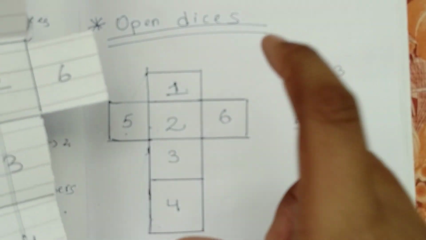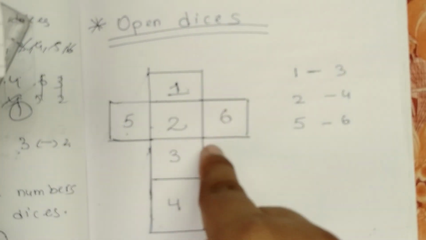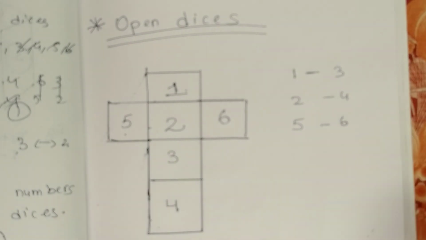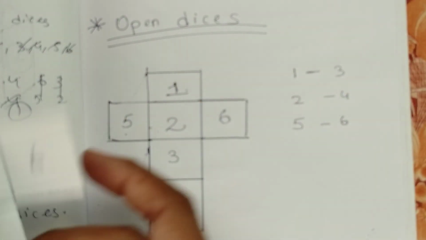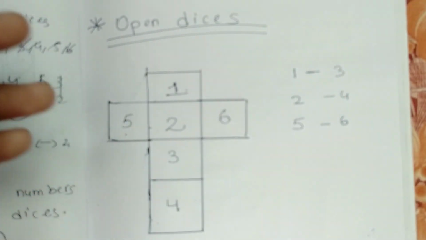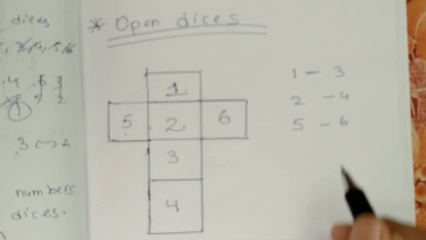There are few types in open dice. You can Google that and see. This is the main type you will get in exams. In most of the exams, this is the main type you are getting, so I have taken this only. In this, 1 is opposite to 3. You can see 1 is opposite to 3. For 5 opposite is 6, and for 2 opposite is 4. This is how you have got this.